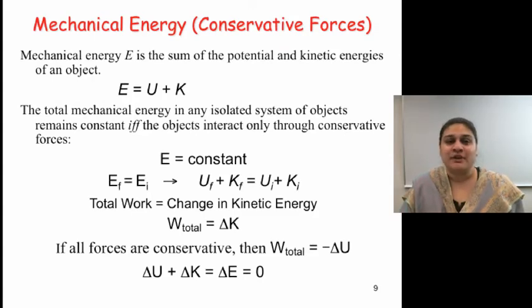Mechanical energy is the sum of potential and kinetic energies of an object. The total mechanical energy of an isolated system of objects remains constant if and only if the objects interact only through conservative forces. And the third thing to recognize is that the total work equals the change in kinetic energies. If all forces are conservative, then the work done is equal to minus delta U, which is the symbol for potential energy.